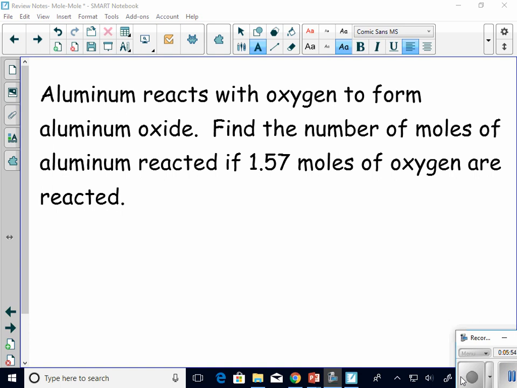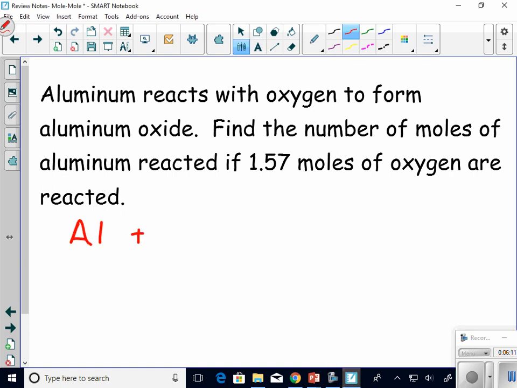So, I have to go back, and it's easy here because the problem tells me everything that I have. I just have to use my knowledge of writing formulas. So, I know that aluminum will react with oxygen. Aluminum will react with oxygen. Why did I put O2? Because oxygen's a super 7. It's a diatomic. Aluminum will react with oxygen to form aluminum oxide.